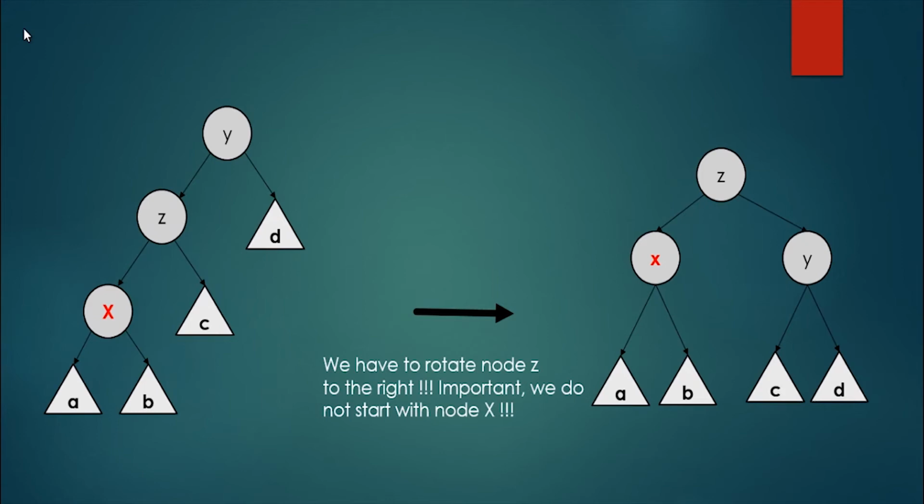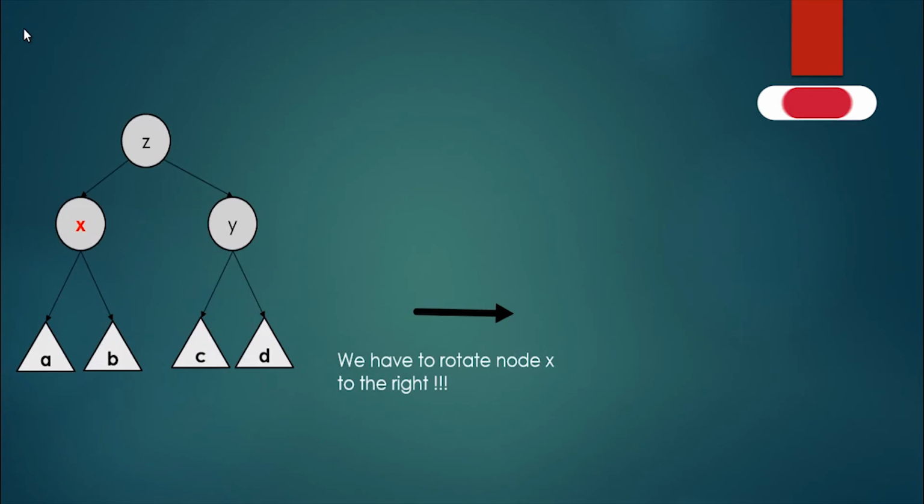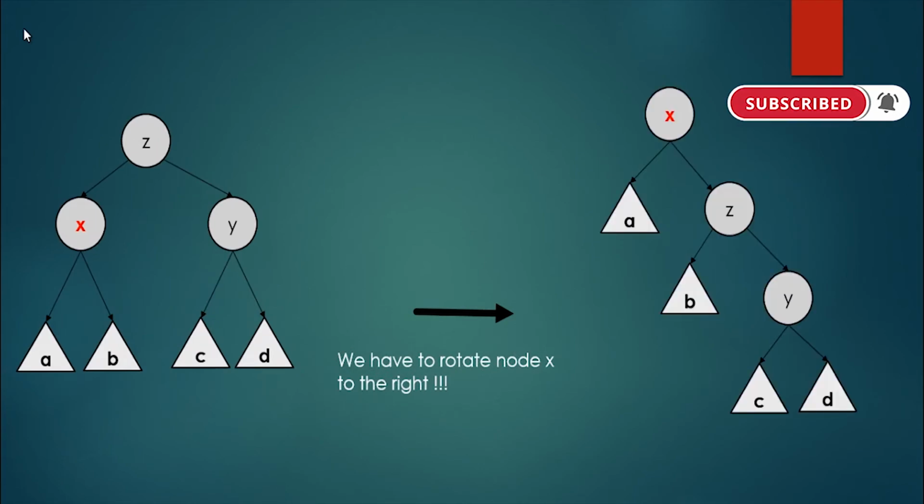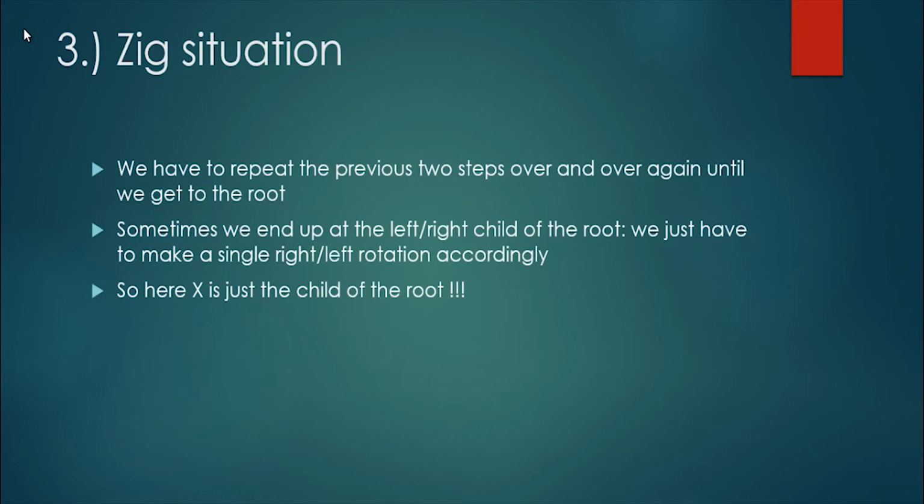It is not good. Why? Because we want the node X to be the root. So we have to make another rotation to the right, and that will be the solution. And of course we have to update the references to the subtrees accordingly. So these A, B, C and D subtrees have to be updated. We just have to change the references, and that's why it is a very fast operation.